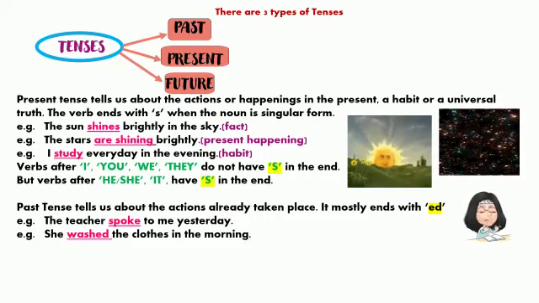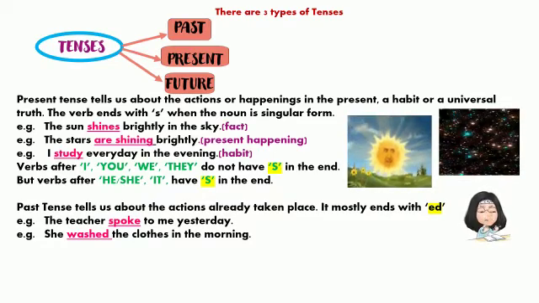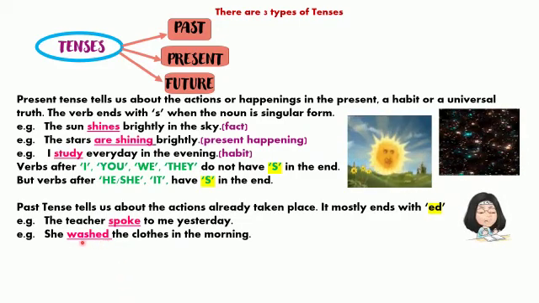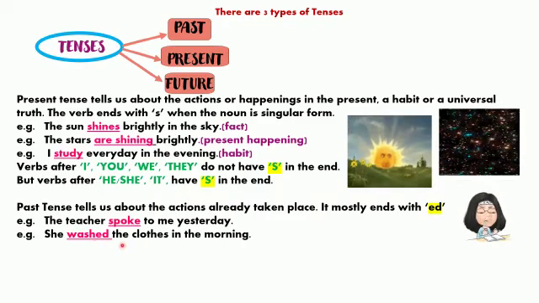Now the next sentence is she washed. To wash is the main verb, but when it comes in the past tense, you add ed. So washed becomes the past tense verb. The clothes in the morning. So she washed the clothes in the morning.